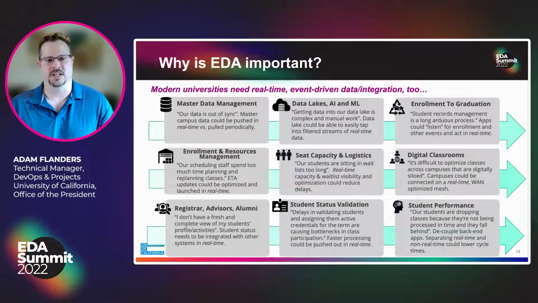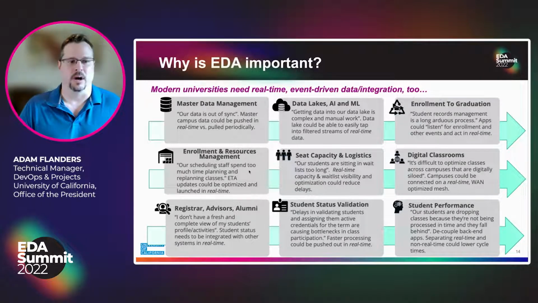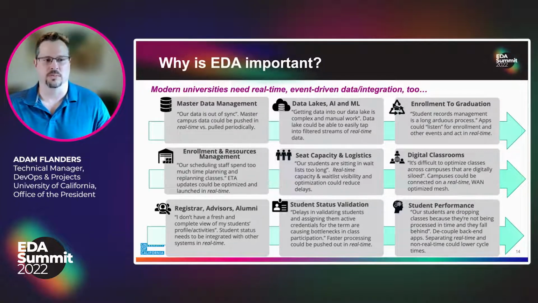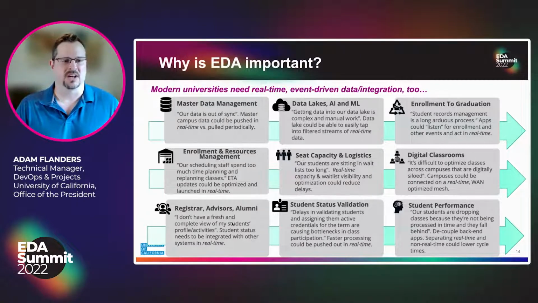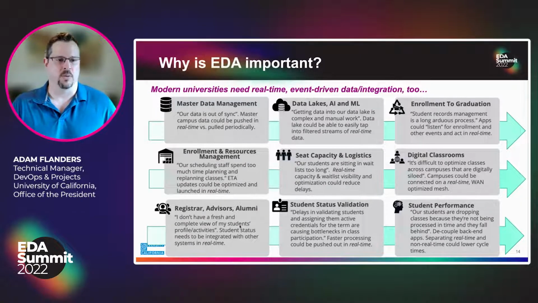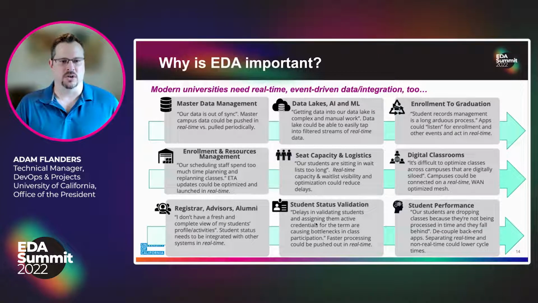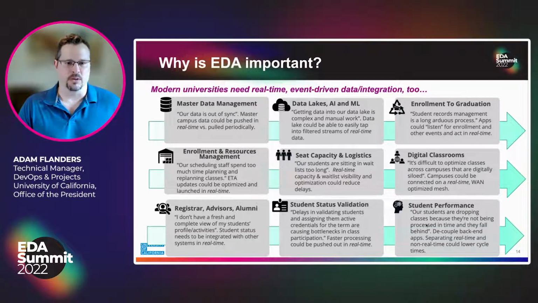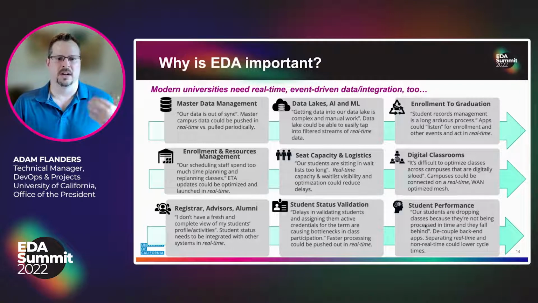maintained and organized at an academic maintenance and operations level, where they're dealing with enrollment and resources management, seat capacity and logistics, and of course digital classrooms. And then the individual users who need to be able to see those students and where they are in the flow: registrars, advisors, alumni, and students trying to validate that they are actively enrolled in order to get access. It's important because the later they get into a course, the more their performance goes down dramatically, because they have a lot to catch up on.